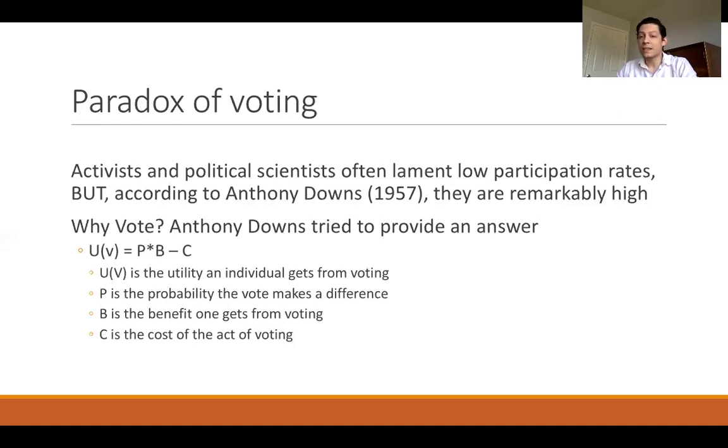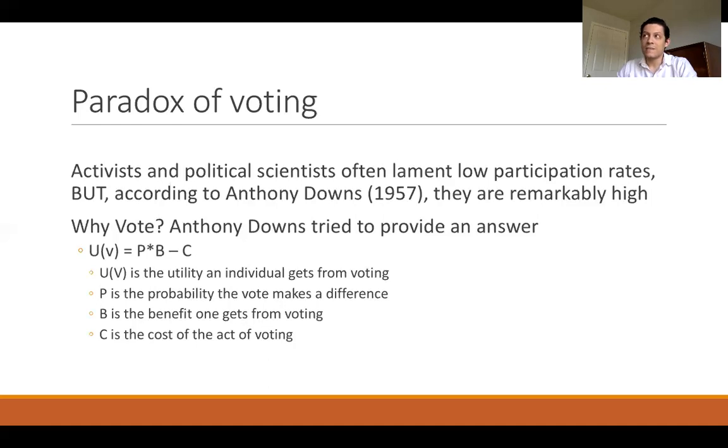And the reason why Anthony Downs found it so paradoxical that despite all this we see people actually voting is because the likelihood of any one vote actually making the difference in a national election is remote in the extreme. The probability that your vote will make a difference is slim to none, even in local elections. And the cost of voting, taking time out of your day, studying up on the candidates, can take hours.